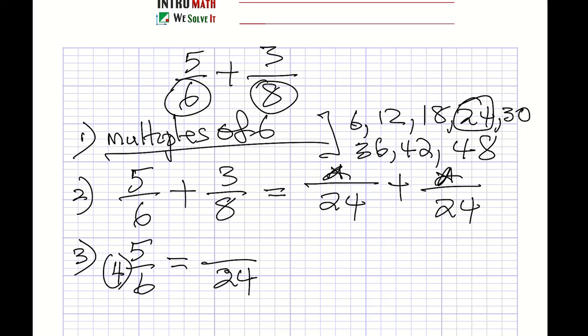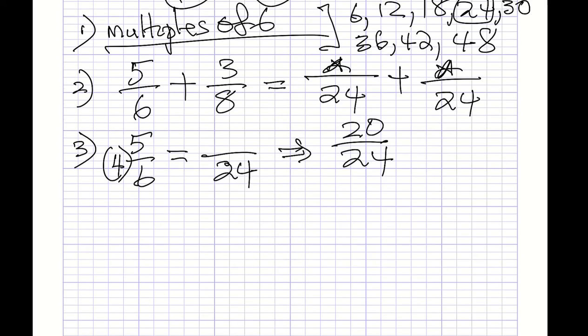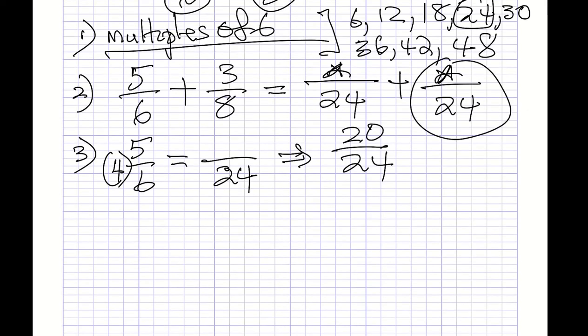4 times 6 is 24, right? So then what you do is, this is the same thing as 20 over 24. So you do the same thing with the other part, with this part here. You say 3 over 8 is equal to something over 24.